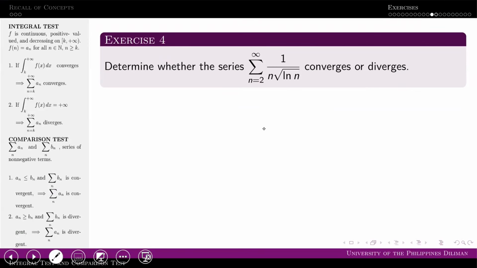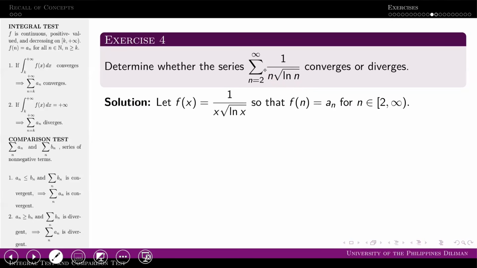This time we are given the sum from 2 to infinity ng 1 over n square root ng ln n. Tapos, mukha siyang easily integrable if you let u to be ln n, no? Ito na kasi yung derivative niya. So, let's try applying integral test. Kasi sa integral test, again, is useful for easily integrable series. So, let's do that. We let f to be 1 over x square root of ln x para si f of n equals a_n on our interval 2 to positive infinity.